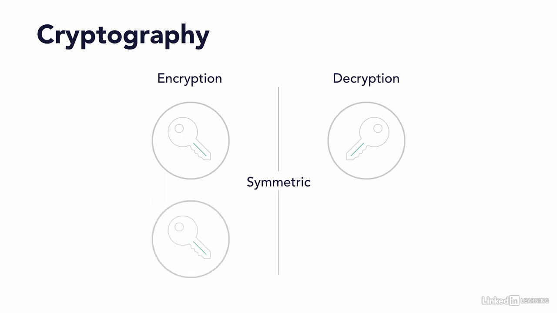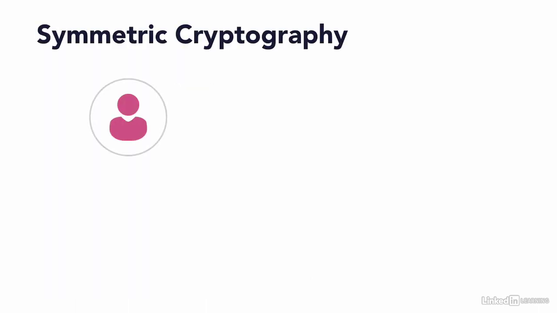Asymmetric encryption algorithms, on the other hand, use different keys for encryption and decryption. They're also known as public key encryption, and they use the concept of a key pair that I'll discuss more in a moment. First, let's dive more into symmetric encryption.